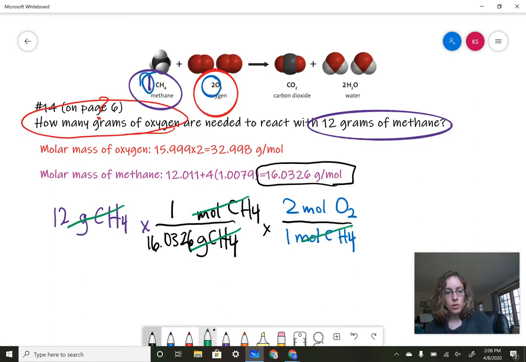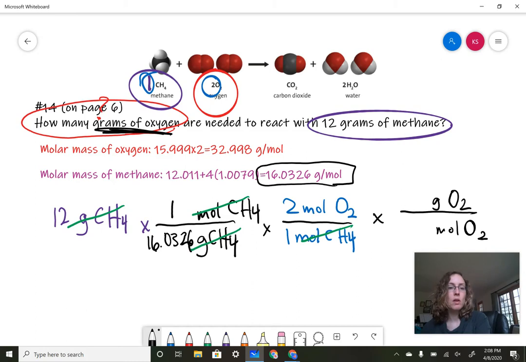So I cancel those. And now I'm at my final step where I need moles of oxygen on the bottom and grams of oxygen on the top, because that's what I'm solving for, grams of oxygen. So I'm going to use my molar mass of oxygen now. There are 32.998 grams for every 1 mole of oxygen.